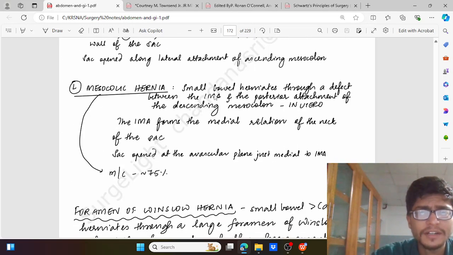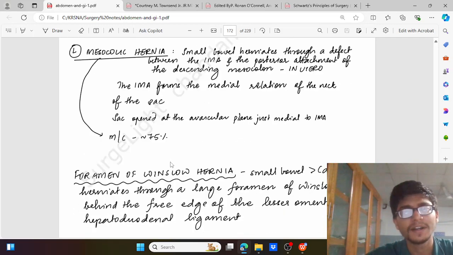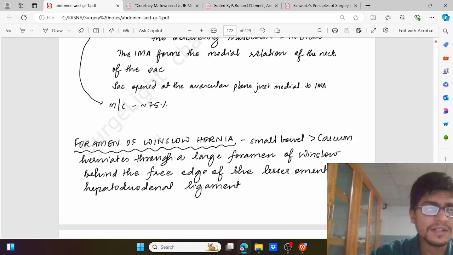Now the left mesocolic hernia, where the small bowel herniates through the defect between the inferior mesenteric artery and the posterior attachment of the descending mesocolon on the left side. The inferior mesenteric artery forms the medial relation of the neck of the sac, and the sac is opened at the avascular plane just medial to the inferior mesenteric artery. This one is more common.